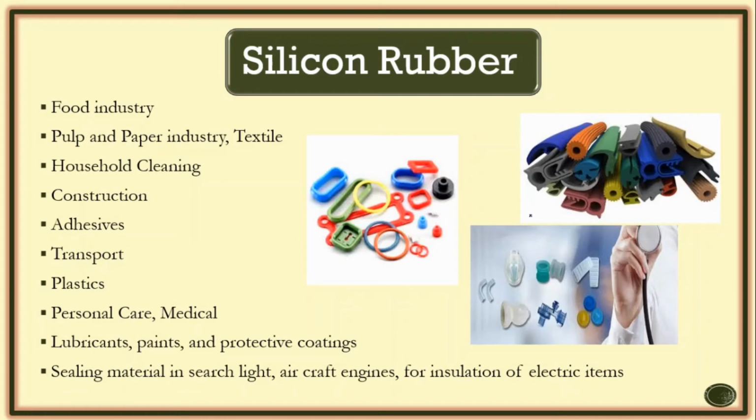You may find its application in household cleaning and liquid adhesives. Then you can see personal care or medical items also. It is used as a sealant, a sealing material, also. And much of it is sort of a plastic. So many equipments which look like they are made of plastic are actually made of silicone rubber.